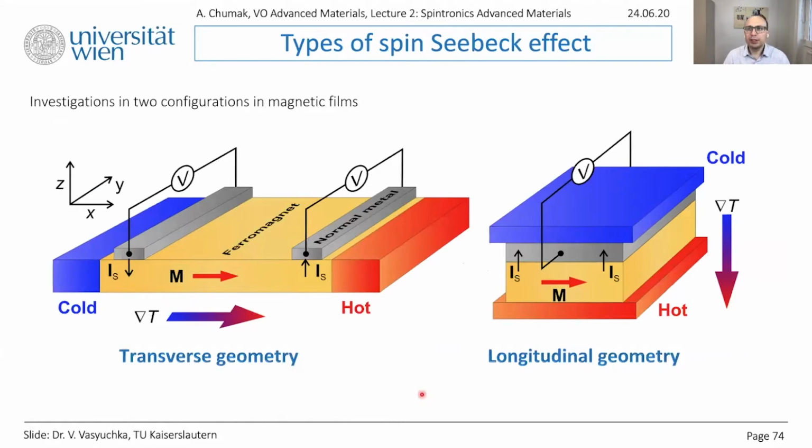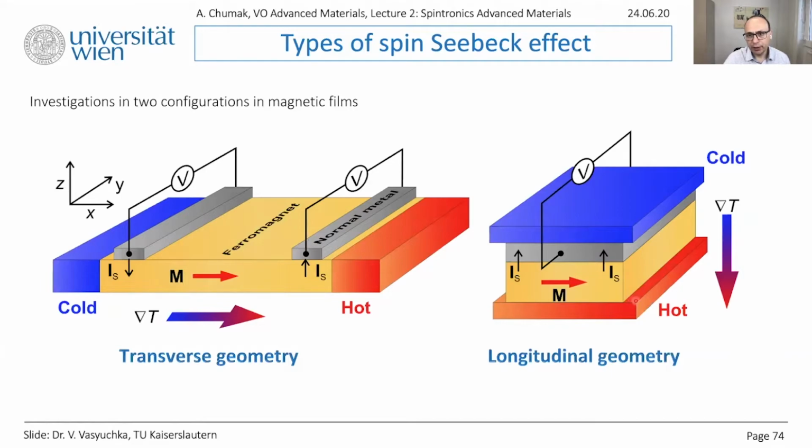If to speak about classification of spin-Seebeck effect, nowadays we define two main types: the first one is transverse, and the second one is longitudinal spin-Seebeck effect. Transverse Seebeck effect means that your thermal gradient is applied in plane, and then the spin polarized current injected up or down will be perpendicular to the direction of the thermal gradient. And in the longitudinal geometry, the spin polarized current is parallel, therefore it's named longitudinal.